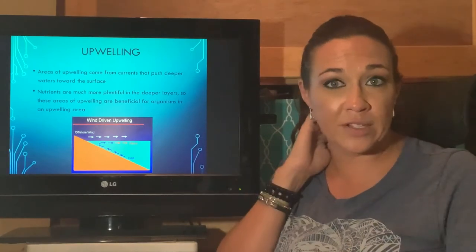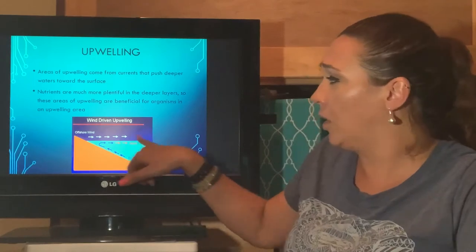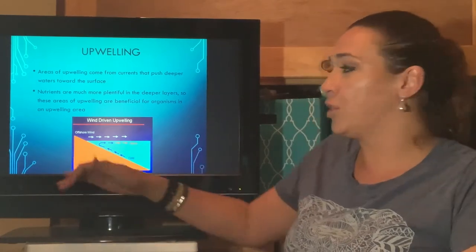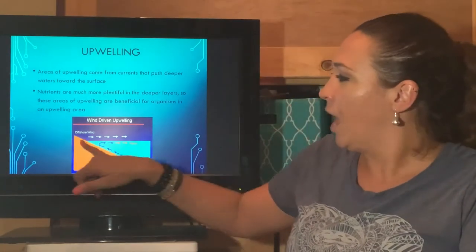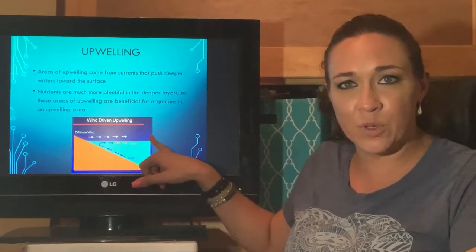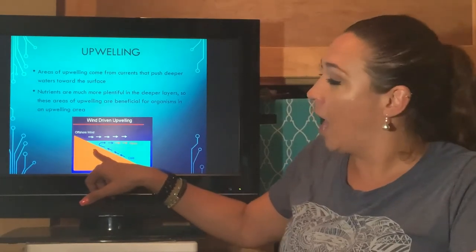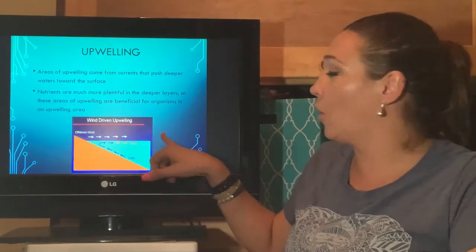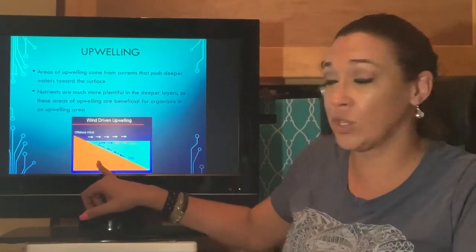These are those nutrients that fell down to the bottom that nobody has access to anymore, right? Because you all live up here. So this is actually going to be an offshore wind that's blowing offshore, and it's going to push the water away from the shore, which is then going to create this vacuum. It's going to suck it up, up, up, and then it has nowhere to go, so it's going to turn and go along the surface. So it's bringing cold, nutrient-rich water towards the surface.